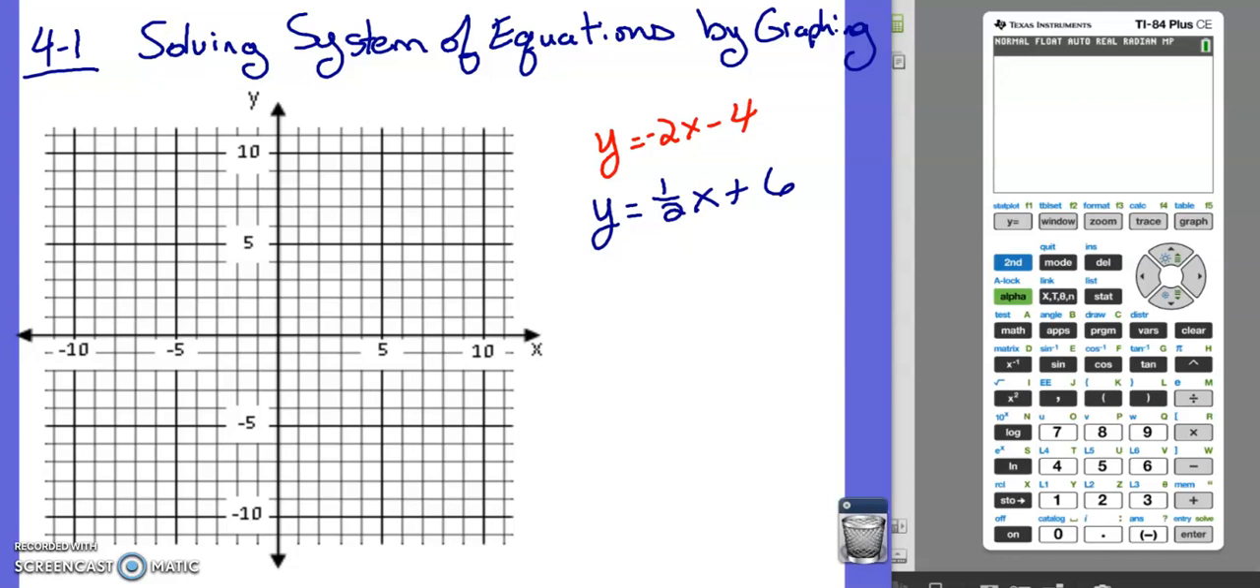All right, this is 4-1, solving a system of equations by graphing. A system is more than one, so I'm going to give you two equations, or sometimes three, but I'm going to ask you to solve the system. And the first way to do this is by graphing. Graphing is just one of the methods to solve a system. And so what we're going to do is graph the lines and then basically find the point of intersection, the point where they cross.